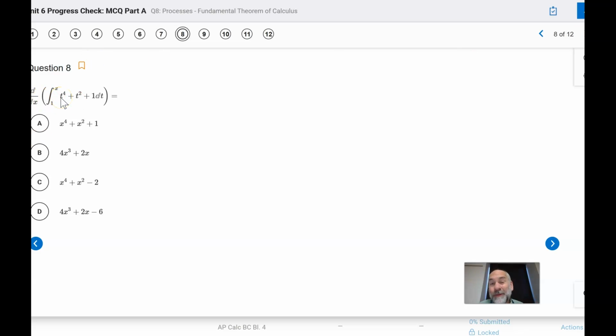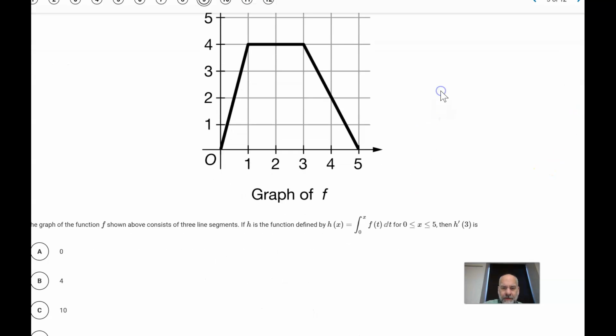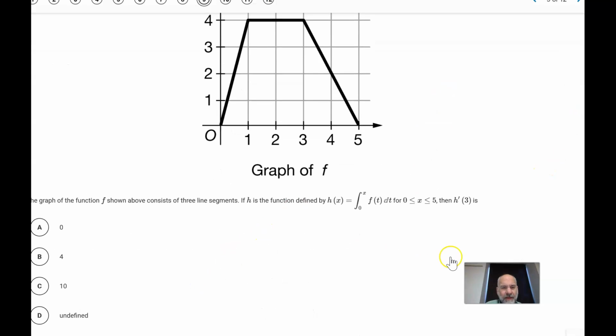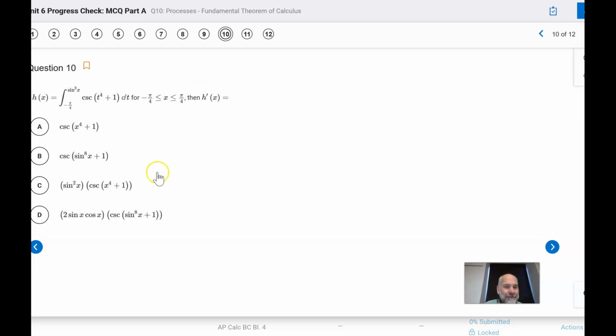Derivative of the integral, fundamental theorem 2. Looks like a, can I scroll that down? There we go. h of x is the area under this curve. What is h prime of 3? Then take the derivative of this, think about fundamental theorem 2, and then plug in 3. I just don't think I have anything more to say about that one. I just want to make sure we're clear. Boom, boom, boom. Again, that looks like fundamental theorem 2 to me also.